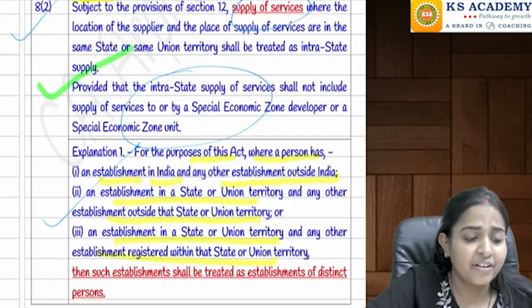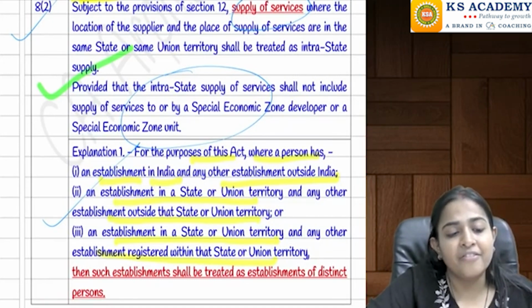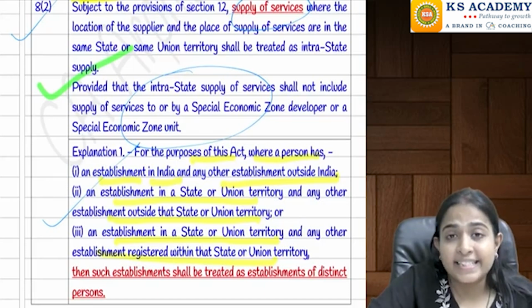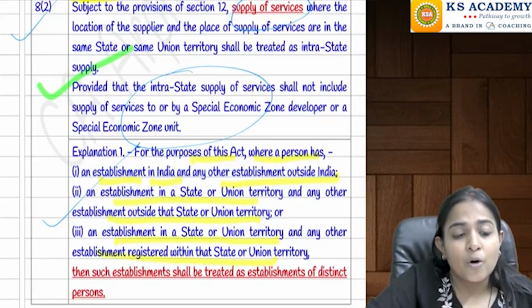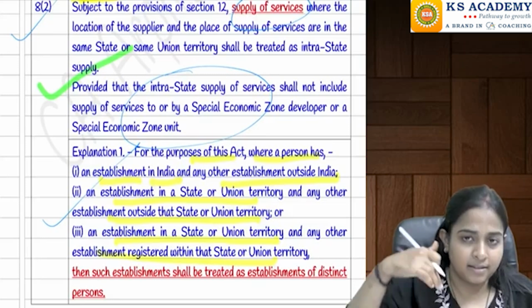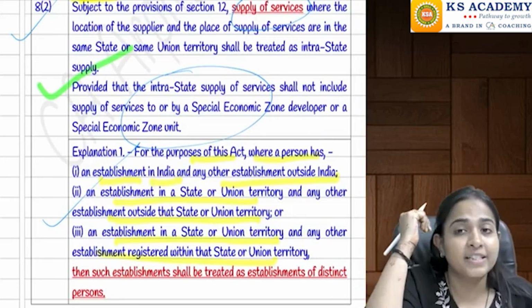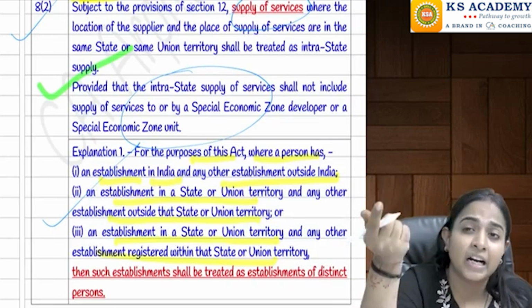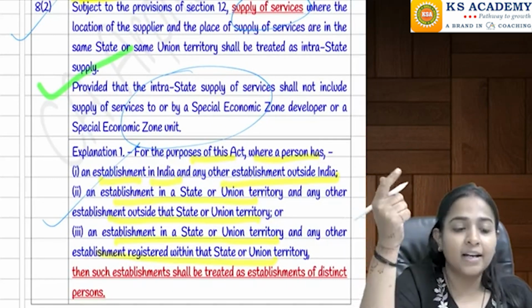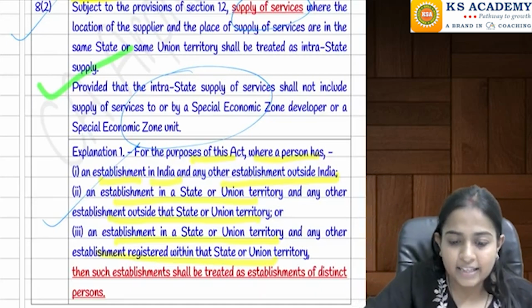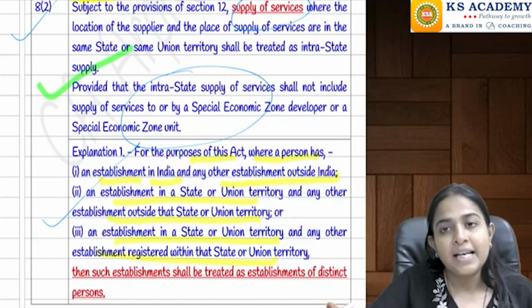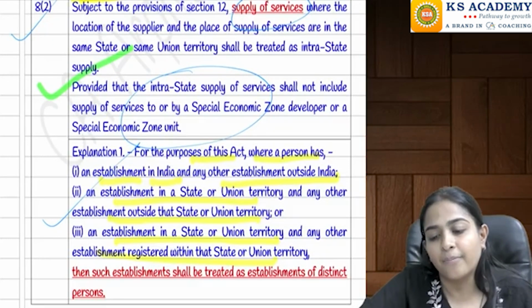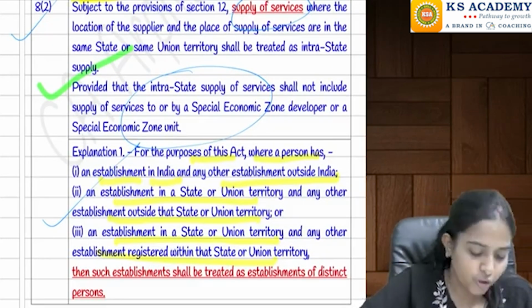And the next one, everyone here. Whenever you are providing any supply to your establishment of distinct persons, if you are providing any service to an establishment of distinct person, maybe it is located here in India, or in the same state, or in another state, or maybe it is located outside India, that will always be considered as intrastate. Do not consider it as export. Let's say it is located outside India, please do not consider it as an export, because that is totally excluded from the definition of export.